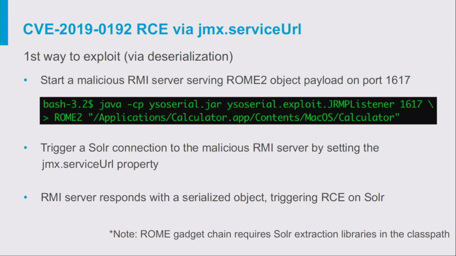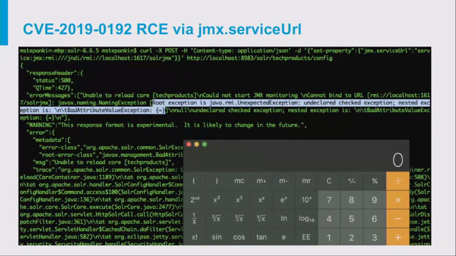But the disadvantage of this attack is that we need a proper gadget chain. And here we can use a ROME gadget chain, or we can use a pure JDK gadget chain if our Solr server is outdated enough. And it ultimately leads to the calculator.